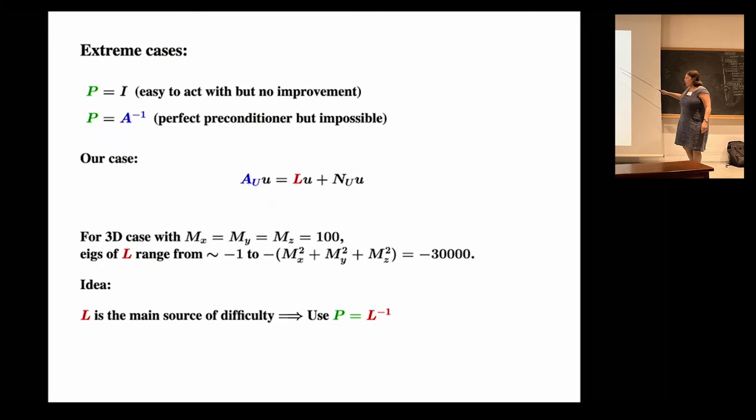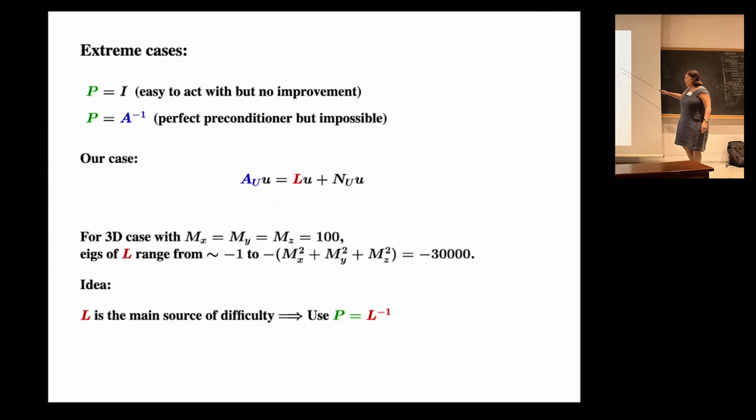Okay, so the two extreme cases, and here's our case. And as it happens, the bad guy here is L. How do I know that the bad guy here is L? L is the Laplacian, so if you had mx, my, mz, it would go something like minus mx squared, minus my squared, minus mz squared. Again, in this hypothetical case where mx, my, mz equal 100, this is 10,000, 10,000, 10,000, but there's three of them, so you can see L is bad.